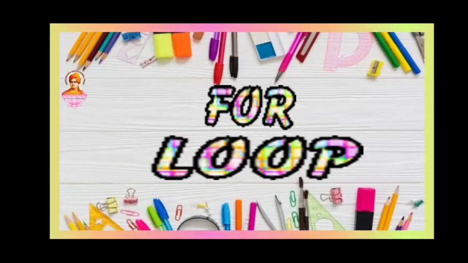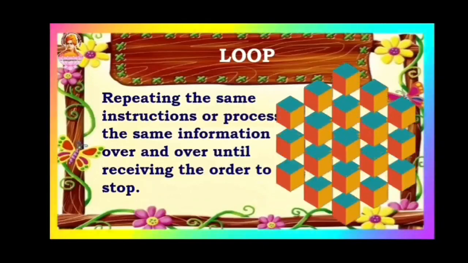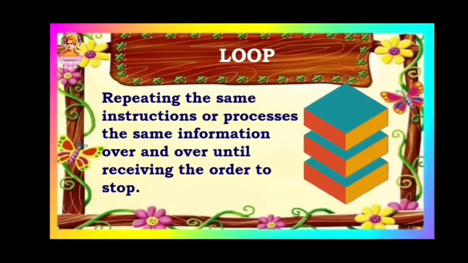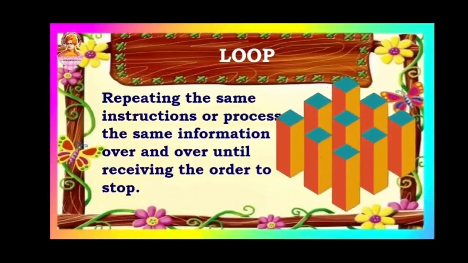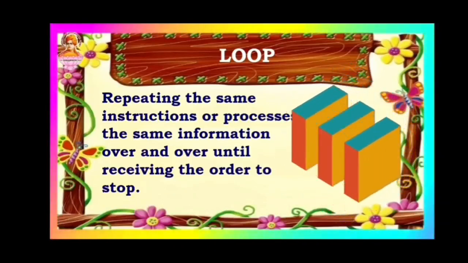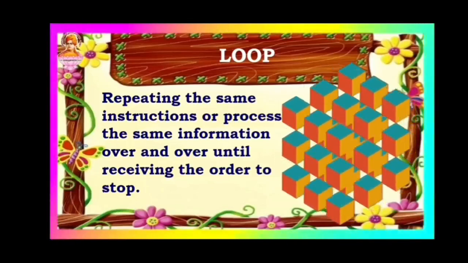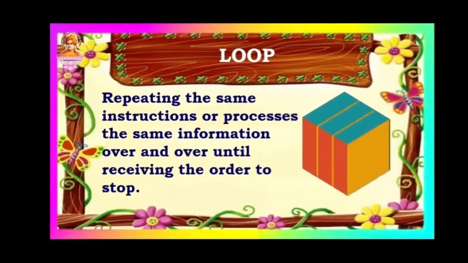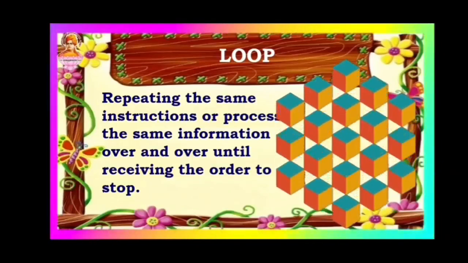Before recalling the for loop, we will recall what a loop is. A loop is nothing but repeating the same instruction or processing the same information over and over until receiving the order to stop. For example, if a girl is skipping, she will be skipping until she gets the instruction to stop. She is repeating the instruction to skip again and again until receiving the order to stop. This kind of process is called looping.